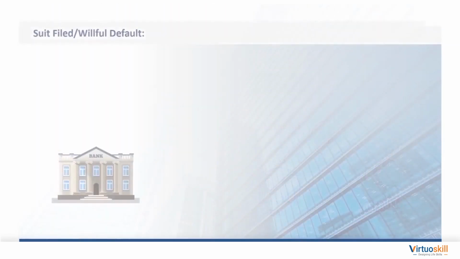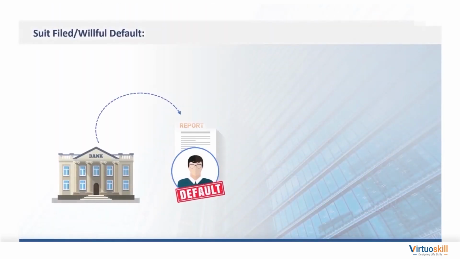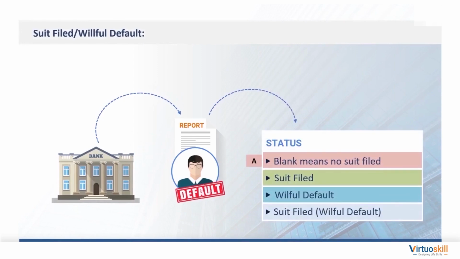The financial institution will report either of the following status in your credit report. A. Blank means no suit filed. B. Suit filed. C. Willful default. D. Suit filed, willful default.